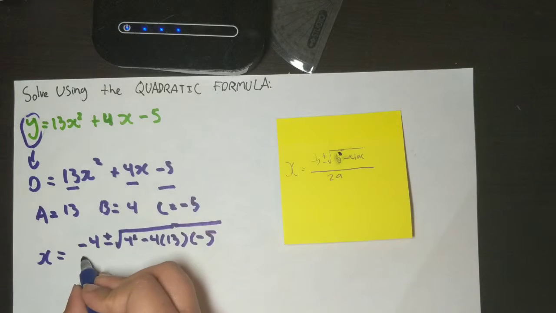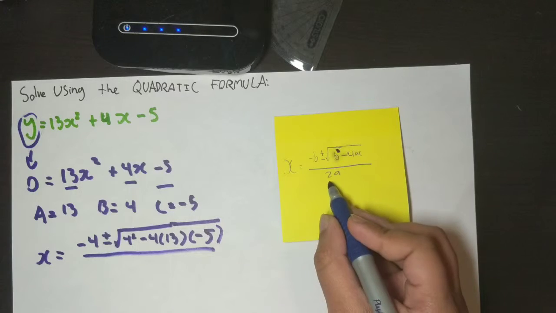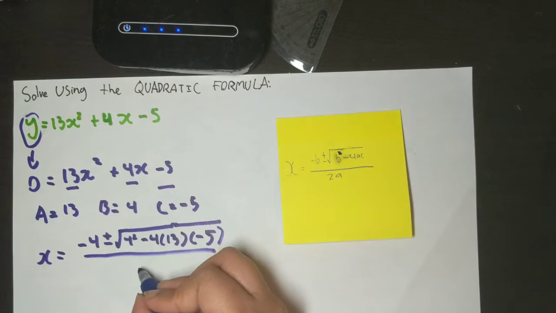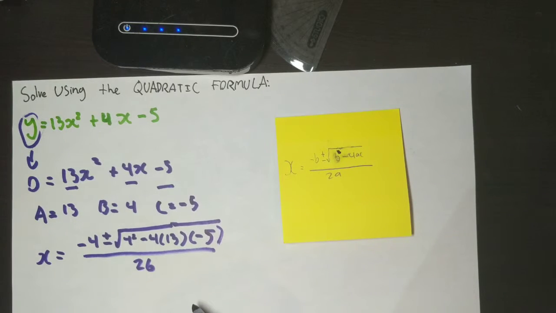All over 2 times a, our a is 13, so 2 times 13 is 26. I like to do little steps like these because it makes my format here look a lot cleaner and it's just easier to work with.